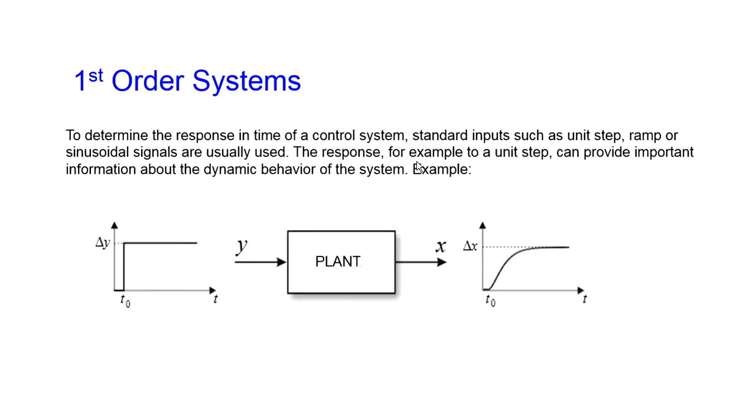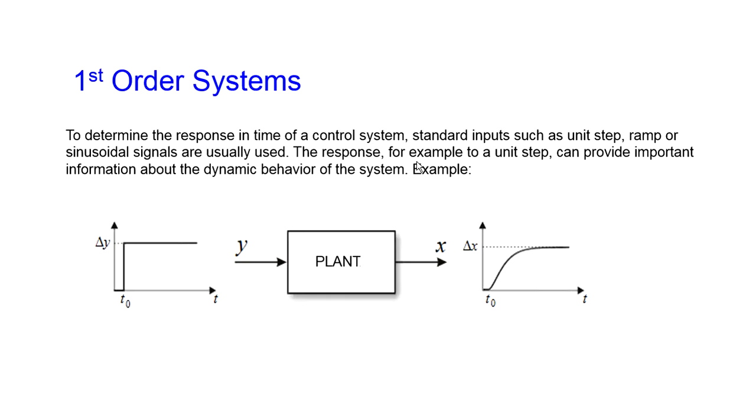Now we're going to consider the simplest system in control theory. This is the first order system. A first order system is a control or mathematical system that can be described by a first order differential equation, whose higher order derivative is d with respect to t.